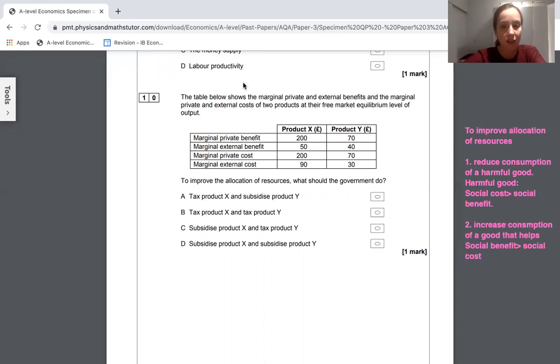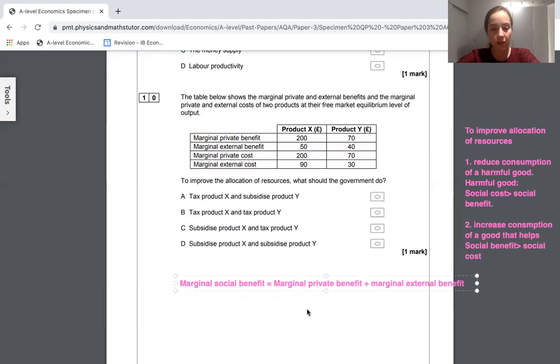So let's take a look at what X offers in terms of social benefits and social costs. For those of you that are not aware, you could calculate your social benefit by doing your marginal private benefit plus your marginal external benefit. And your marginal external benefit, this is your externality. Right, so X has a private benefit of 200 and then external benefits of 50. So it adds 250 benefits to society.